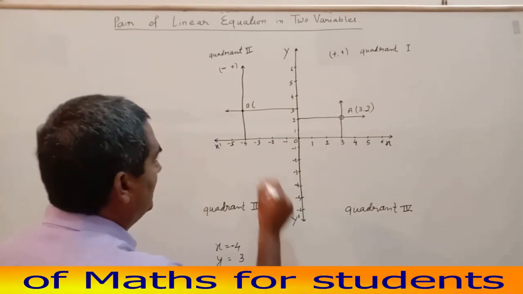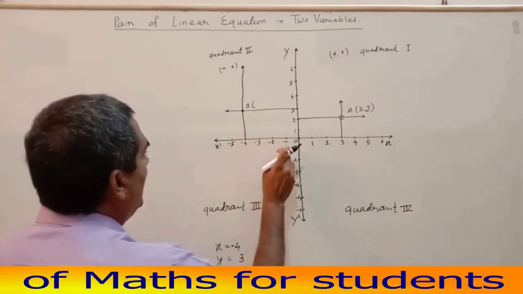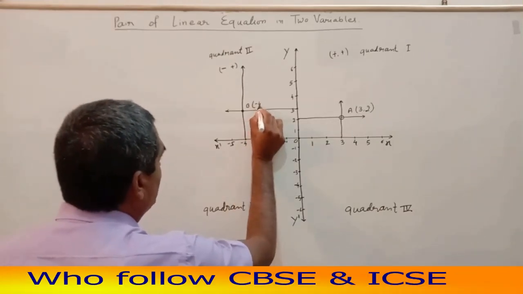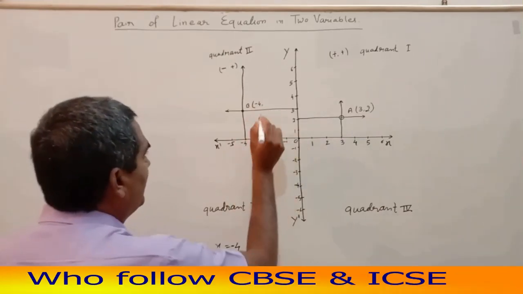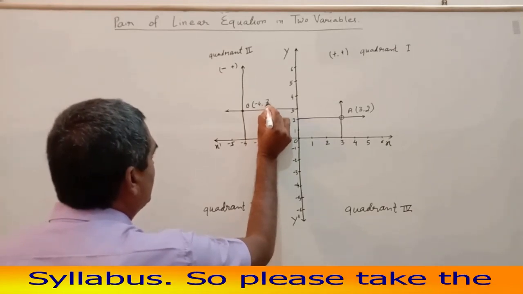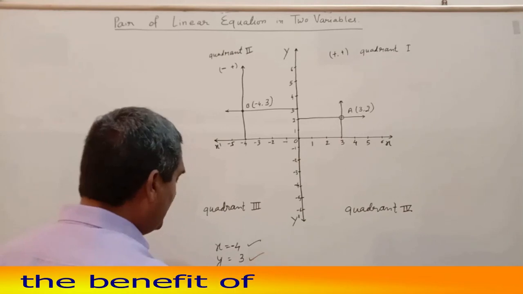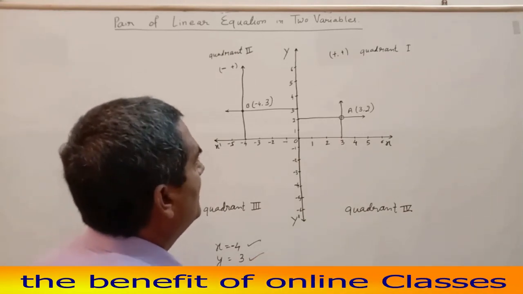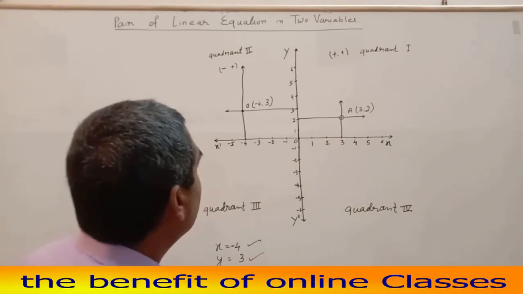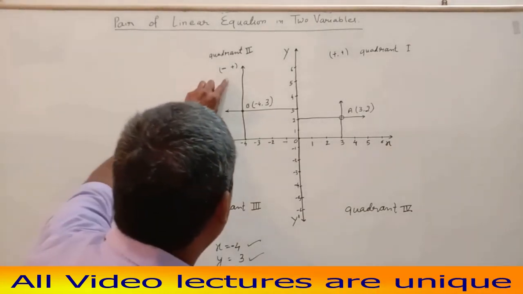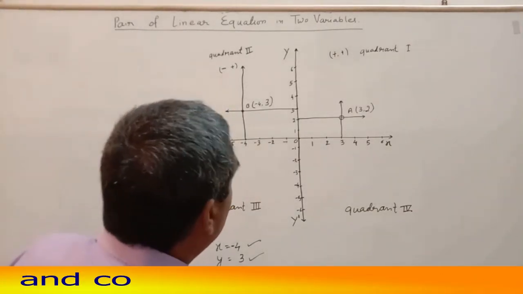So how can we represent B? As x is minus 4, first we write minus 4, and y is 3. It means that x is minus 4, y is 3. So this is quadrant 2. In quadrant 2, x is minus and y is plus.